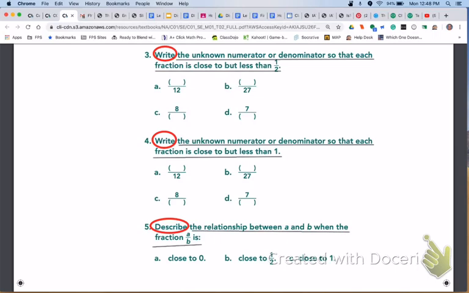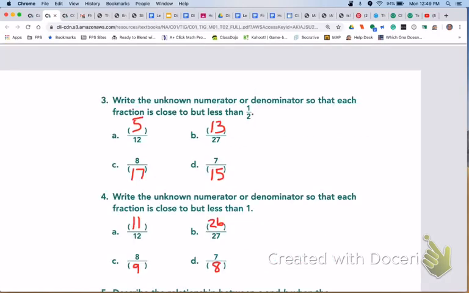Please turn to page 76 and answer number 3, 4, and 5 with your group. For number 3, again, here are examples of what you could have for the missing numerator or denominator so that each fraction is close to but less than 1/2. And for number 4, same thing, the unknown numerator or denominator so that each fraction is close to but less than 1 whole.